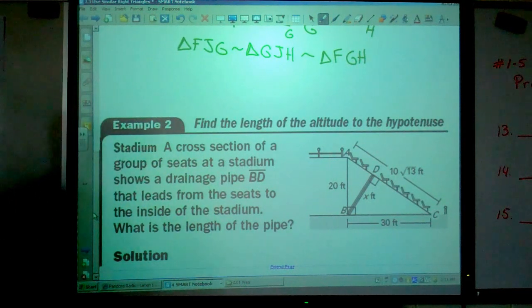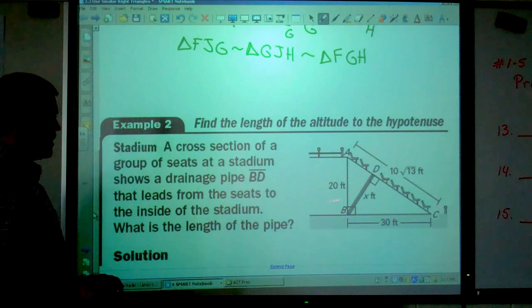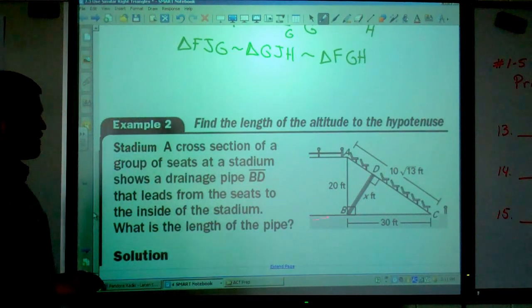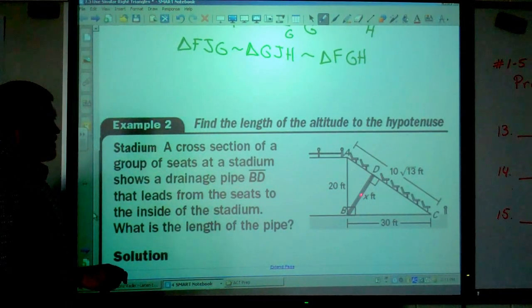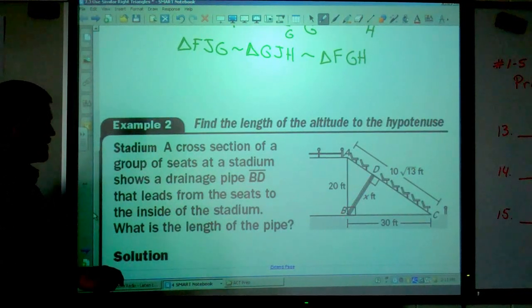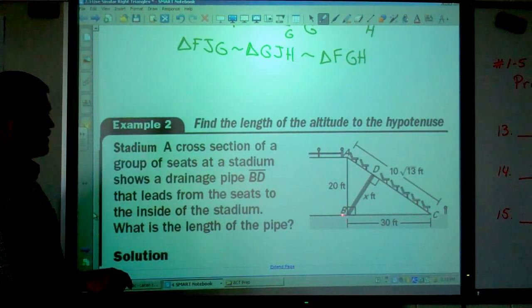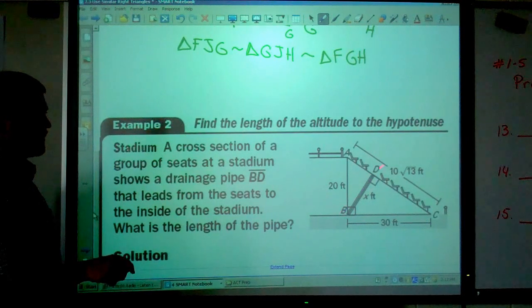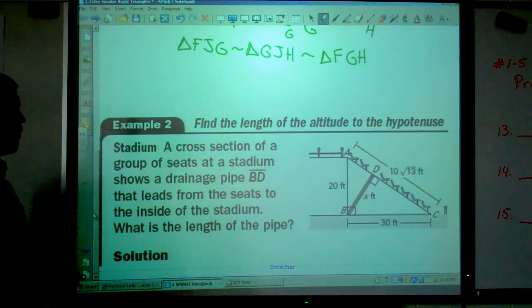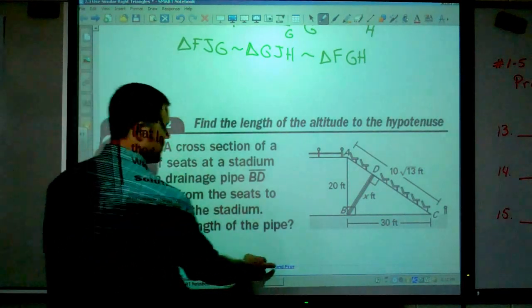Down here, find the length of the altitude to the hypotenuse. We have stadium seating from a football stadium, soccer stadium, whatever, bleachers. The drainage pipe, segment BD here, that is an altitude. And the stadium seating is a right triangle ABC. Here's our altitude, BD. What is the length of that pipe?